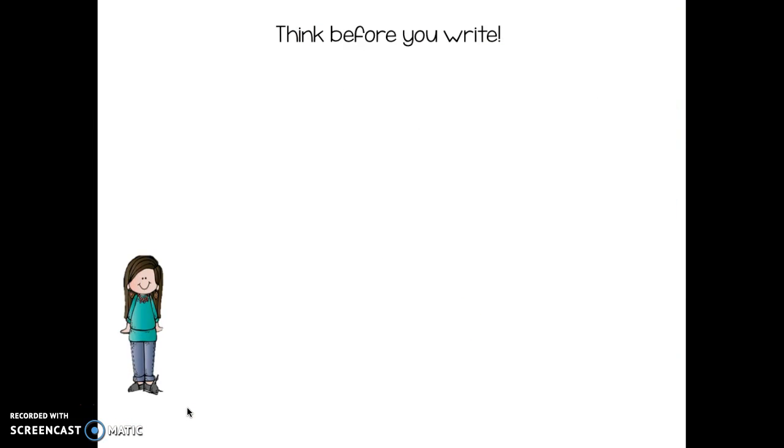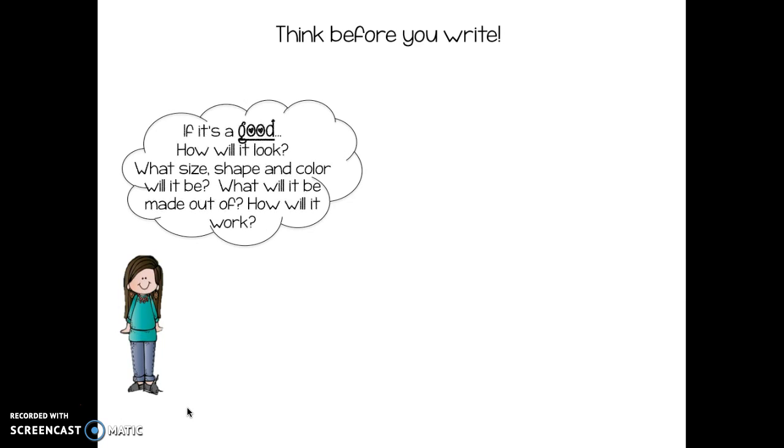Before we write, it's good to think about some things. Now I'm thinking, if I'm writing about a good, I need to figure out how is it going to look. I need to think about what size, shape, and color it might be. I also want to think about what is it made out of and how it's going to work. Thinking of all of these things before I go to write my description is going to help me when I go to put all my ideas down on paper.